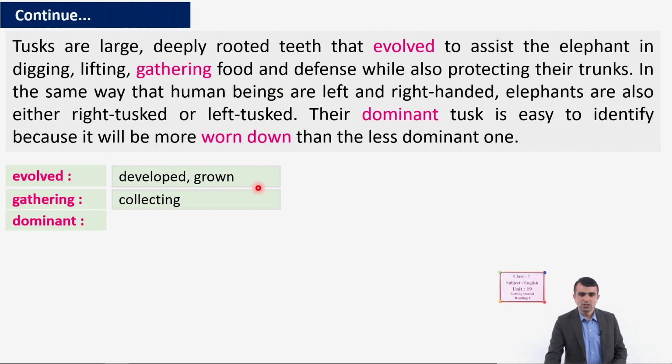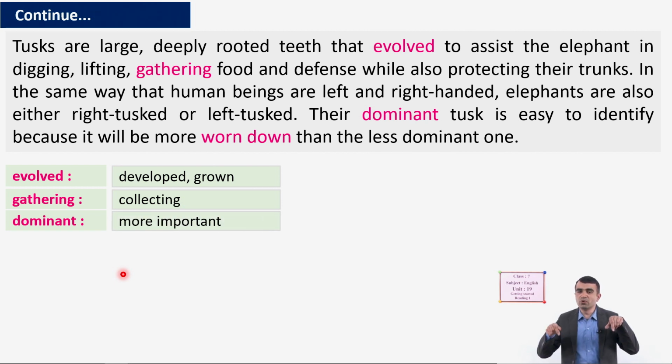Now, another word, dominant. The dominant tusk is easy to identify, and dominant tusk means what? We are right-handed or left-handed. In the same way, elephants are right tusk or left tusk. Okay, one is dominant. Dominant means more important. Okay, sometimes to perform some task, our right hand is dominant. Okay, in the same way, elephants have one tusk more dominant than the other.